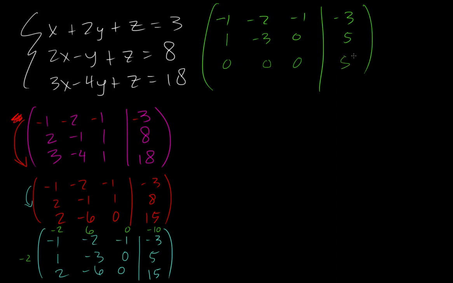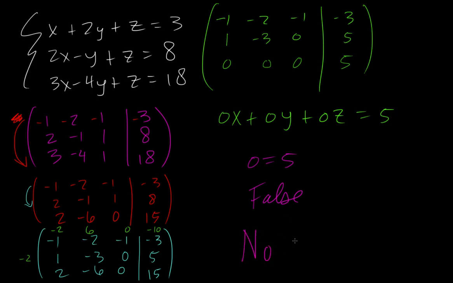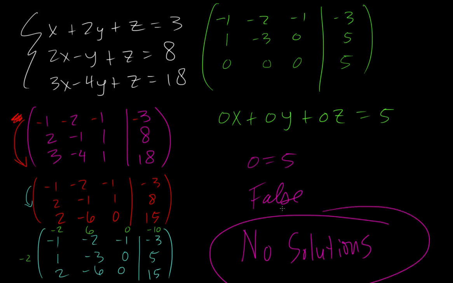and 5. So what this bottom row is saying, that we have some equation that says 0x plus 0y plus 0z is equal to 5, which is just saying 0 is equal to 5. This is false, so we can conclude that there's no solutions to this one. Okay, let's try another one.